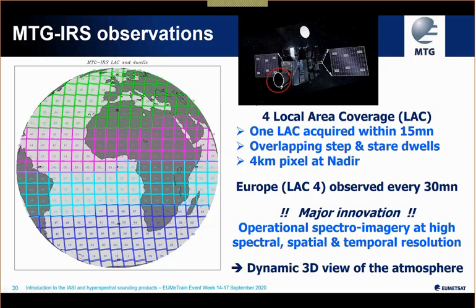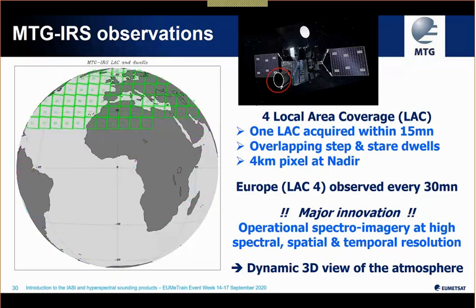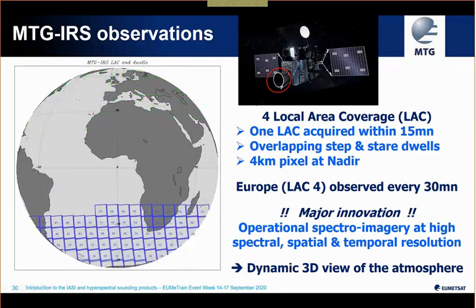So that's a major innovation, because we will have operational spectral imagery at high spectral, spatial, and temporal resolution. So clearly, we will have access to a dynamic 3D view of the atmosphere. And coming back to Philip's question, yes, this is clearly an objective of that mission, to be able to derive 3D wind profiles. Okay, this animation shows you the repeat sequence.